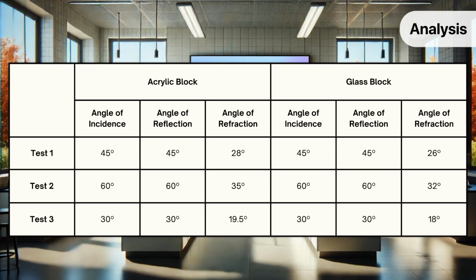Now that we've completed the experiment, let's organize our data. Here's how you can record your results in a table. Split the table up into two parts, one for the acrylic block and one for the glass block. Then record the angle of incidence, angle of reflection, and angle of refraction for each of your 3 tests with each block. This will provide us with enough data to analyse the results.